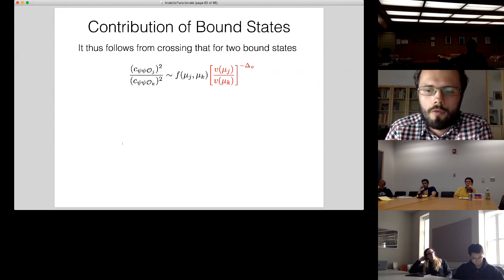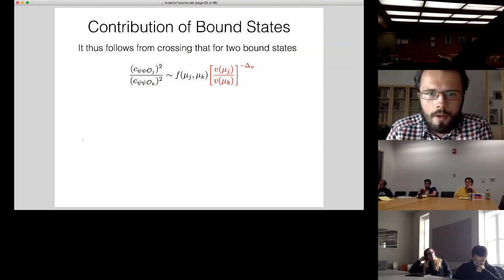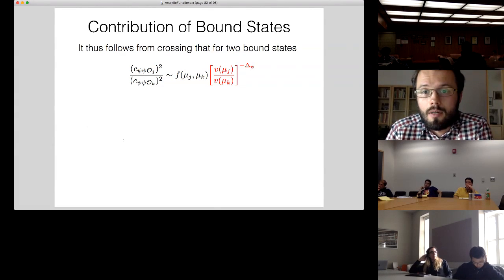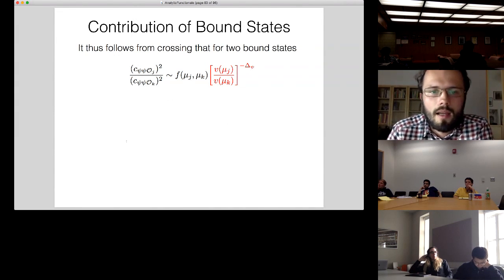But of course, because the overall normalization of the functional is not fixed, we can only make statements about the relative OP coefficients. So this is what I wrote here: at large delta psi, the OP coefficients of two states with mu between 0 and 2 must follow an exponential behavior in delta psi of the following form. So it's only a relative statement, but that is the best we can do.